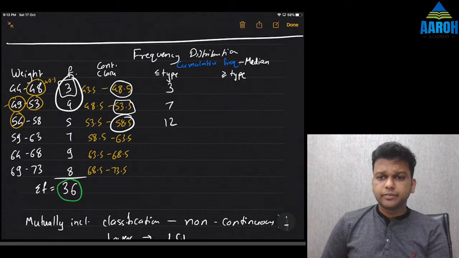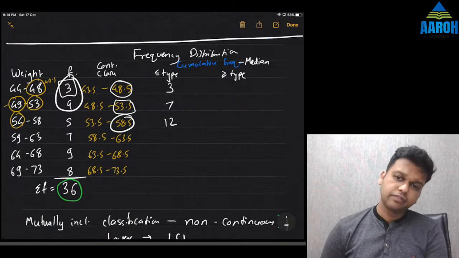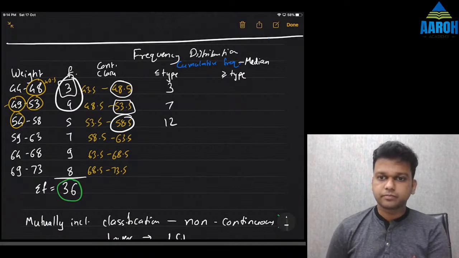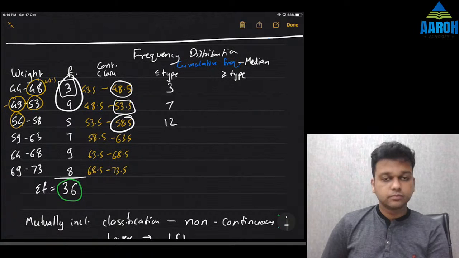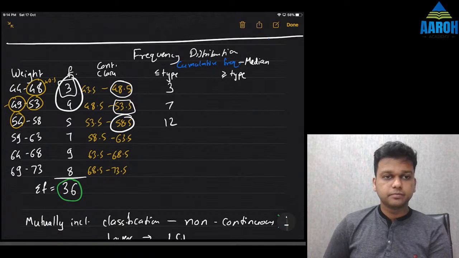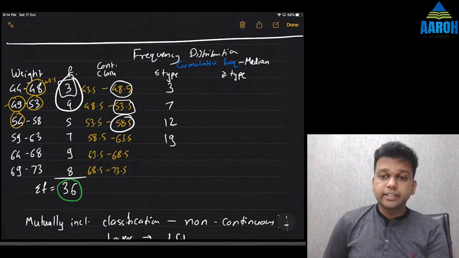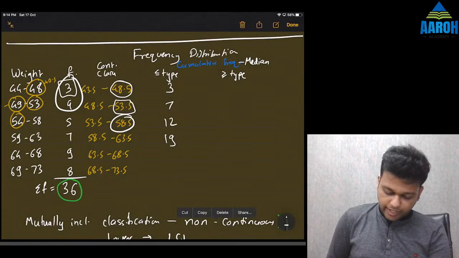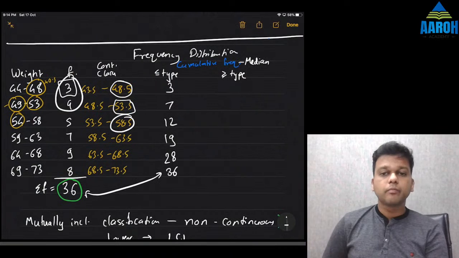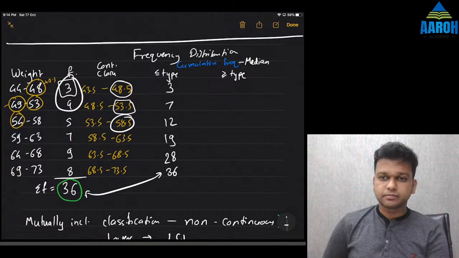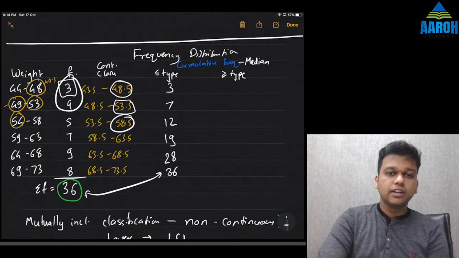Huh, 7, then 12. After that, anyone? After 12, is it 19, then 28, and then 36? Obviously this has to match. 36. Is this clear to all?